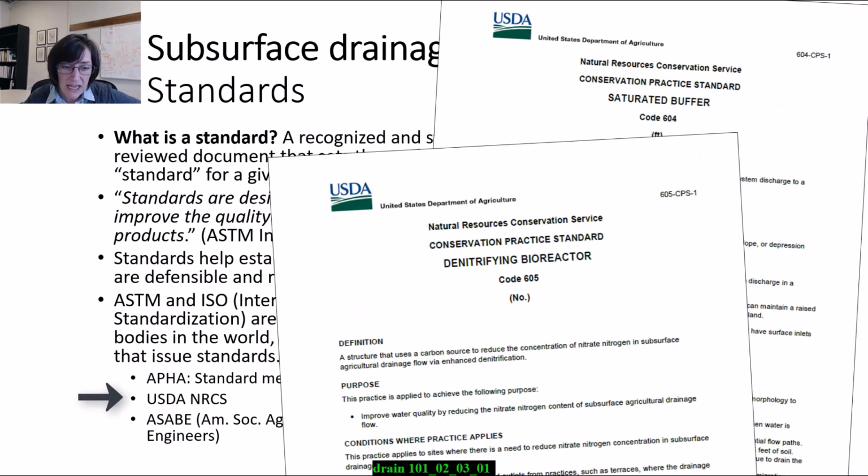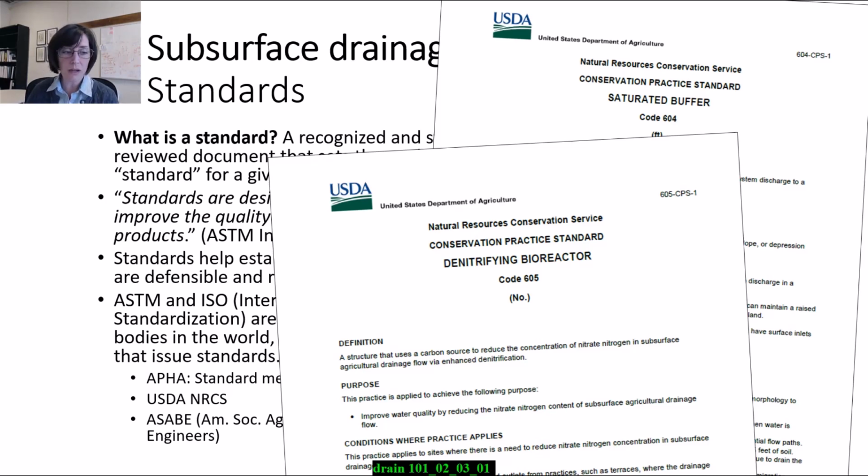The USDA NRCS also has standards. I mentioned a minute ago conservation practice standards. Here are two conservation practice standards from the NRCS. These are our recipe guidebooks for how to design these conservation practices. We'll talk about these conservation practice standards more in Unit 3 when we're discussing the conservation practices.